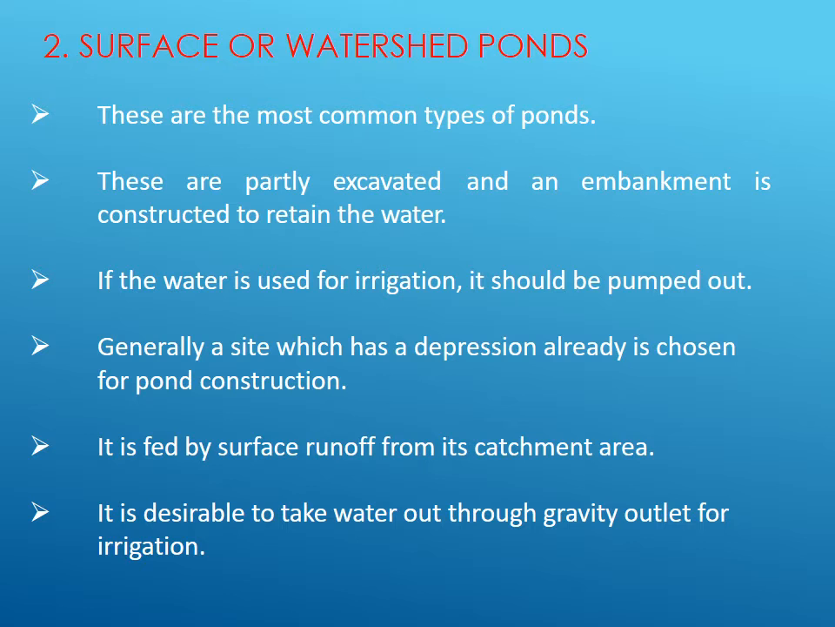Now we will see the second type, surface or watershed ponds. These are the most common type of ponds. These are partly excavated and an embankment is constructed to retain the water. If the water is used for irrigation, it should be pumped out. Generally, a site which already has a depression is chosen for pond construction. It is fed by surface runoff from its catchment area. It is desirable to take water out through a gravity outlet for irrigation.